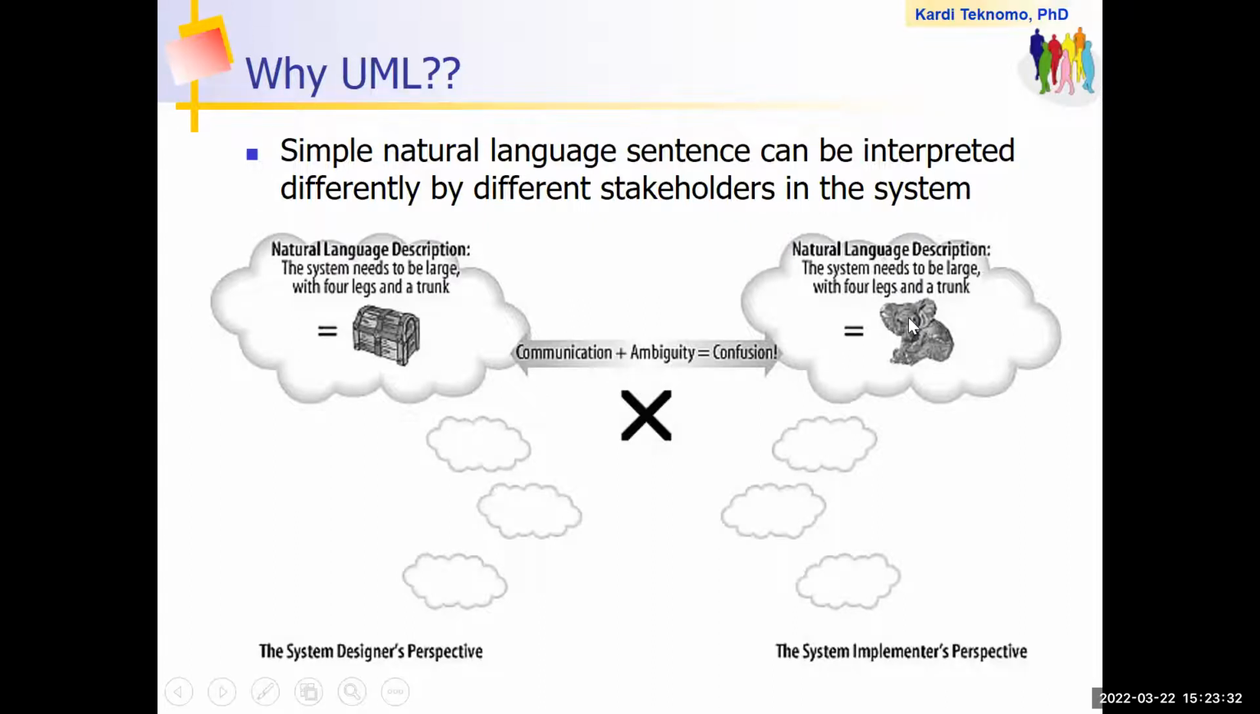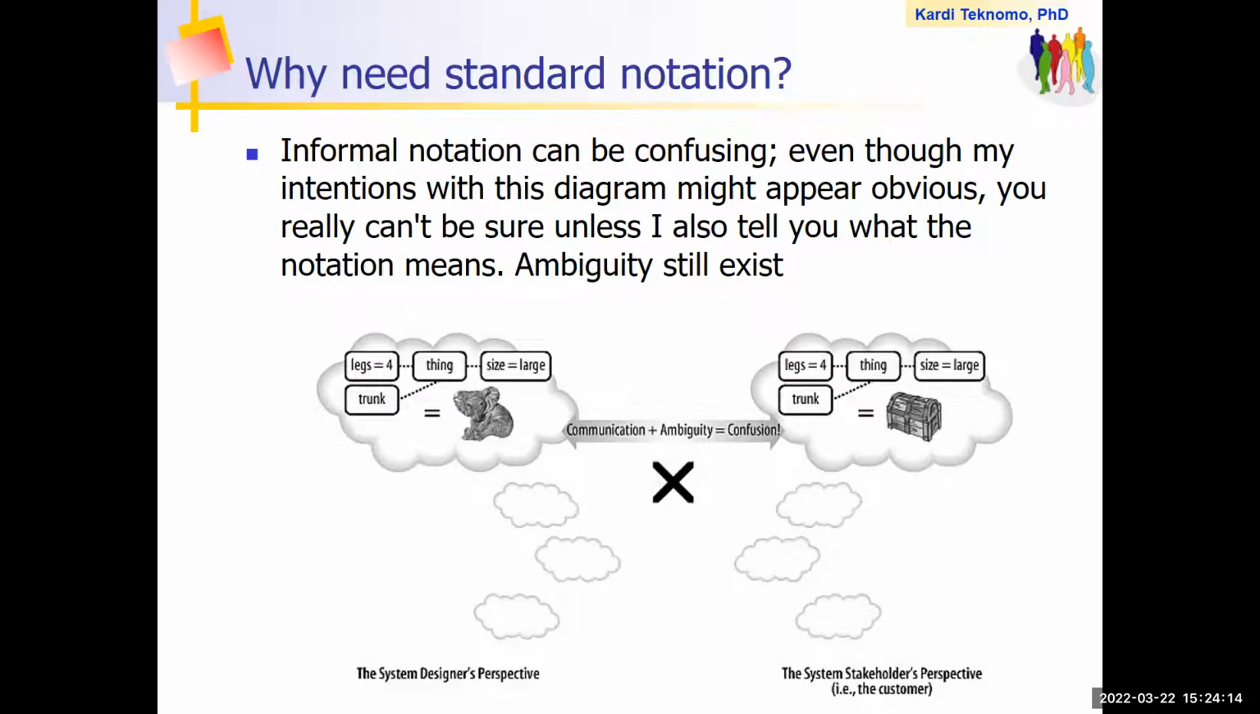So why do you use UML? If you use simple natural language, a sentence can be interpreted differently by different people. For example, here you said, the system needs to be large with 4 legs and a trunk. From the perspective of the system designer, it's something like this. But the implementer may be thinking of this elephant. So the problem with natural language is there is ambiguity in the communication. So it creates confusion. That's why we need to standardize the notation.